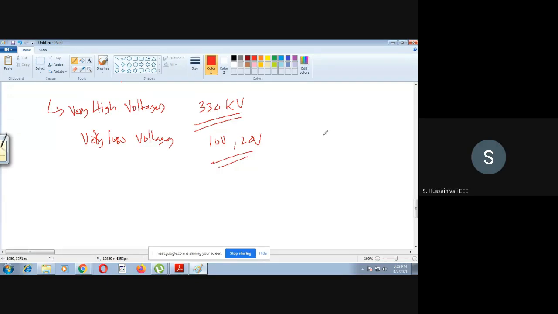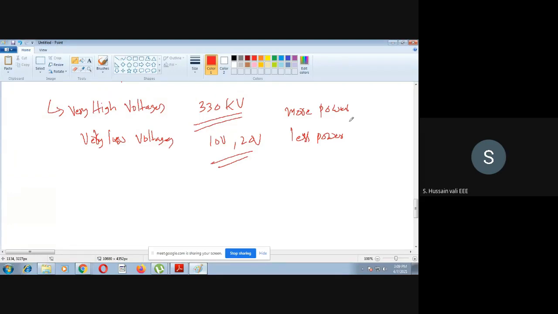Okay, and it can transfer more power, or it can transfer less power. So all the varieties, means all the sizes of transformers, are available.